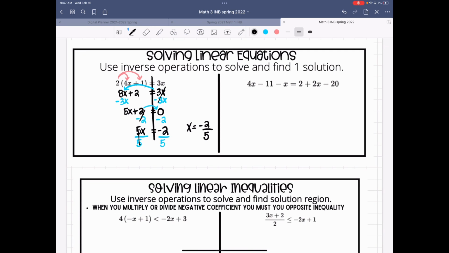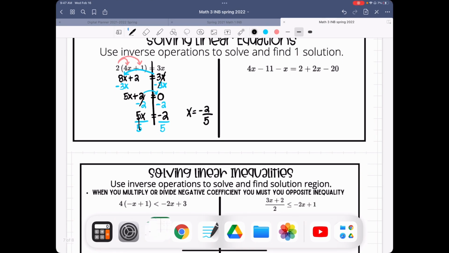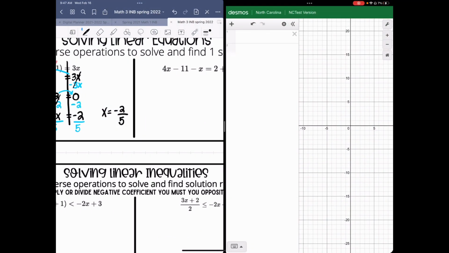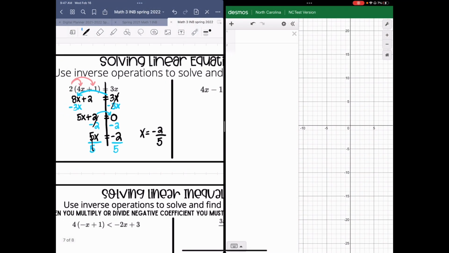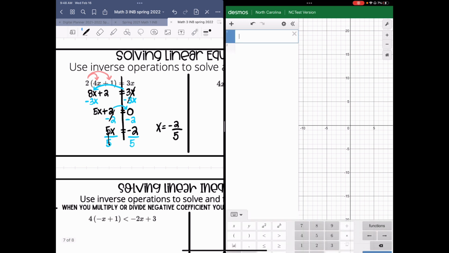Now, I am going to show you how to check this in Desmos, just because you will have a calculator the entire time on your EOC. If anything like this comes up, you want to be able to use those. So using the calculator is different for equations versus inequalities. Equations, we kind of have to manipulate a little bit. The testing version of Desmos does not allow you to put equations in like they are.